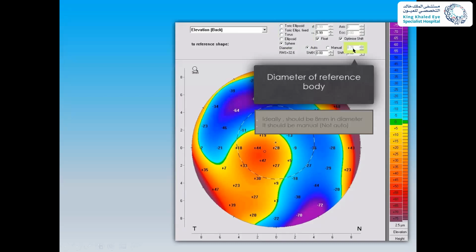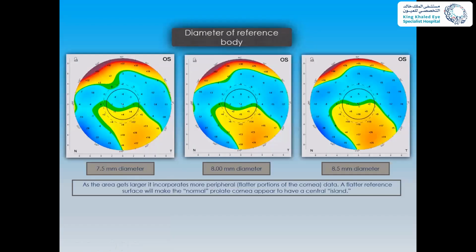And this is the diameter we were talking about. You should set it manually, and you should keep it the same whenever you are doing repeat calculations. Every now and then we have a problem: we see a patient and think the patient has progressed, and then we find out that the best sphere fit diameter has been increased from 8 to 9 or 9 to 10. And this is exactly what happens.